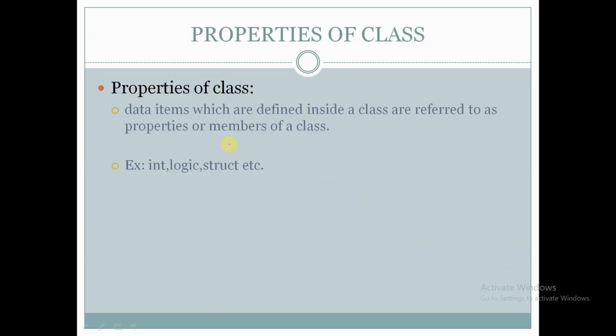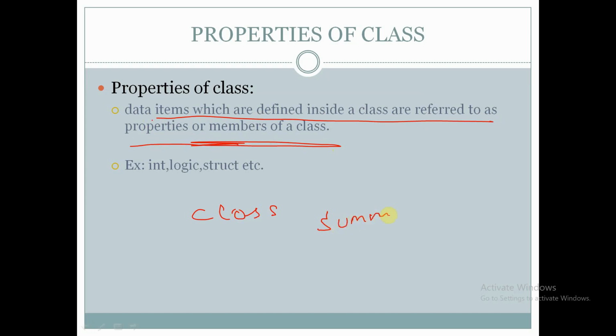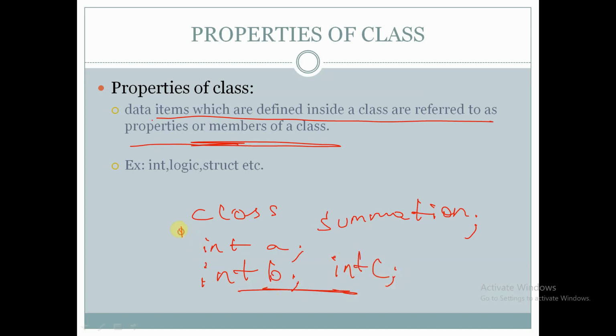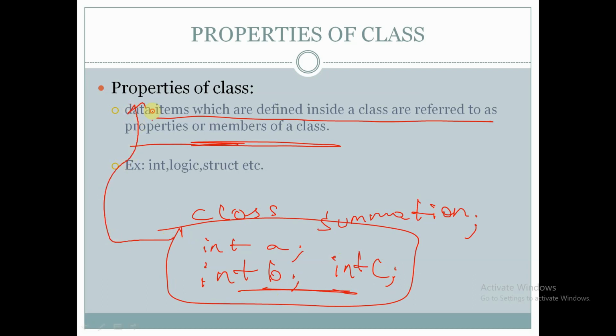Now let us discuss the properties of a class. Data items which are defined inside a class are referred to as properties or members of the class. For example, if we declare a class called summation, then the data like int a, int b, int c, these variables are known as properties, or they are called members of the class.